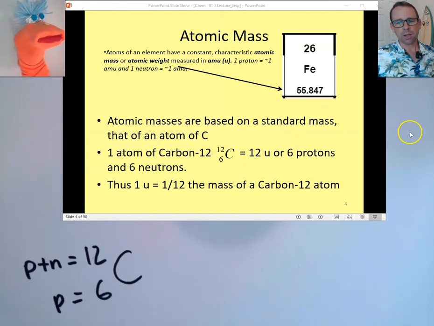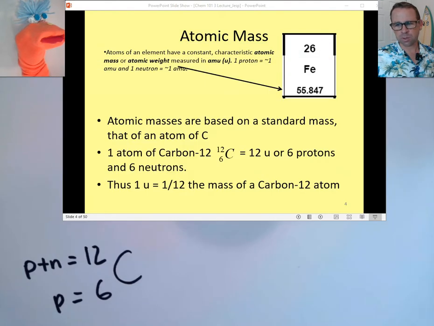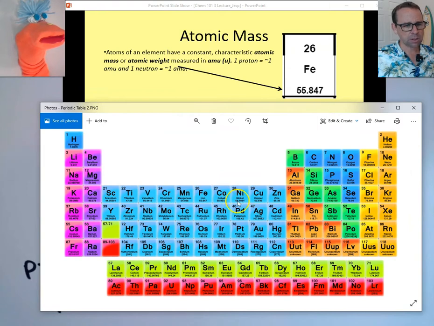Okay? In our periodic table, down at the bottom of each element, nickel, 58.69, so it's kind of small there, but that number, oxygen here, 15.9994, that number is the mass number. Now, it's not the mass of every single atom of oxygen, or this 12.011 is not the mass of every atom of carbon. It's the mass of the average atom of carbon.